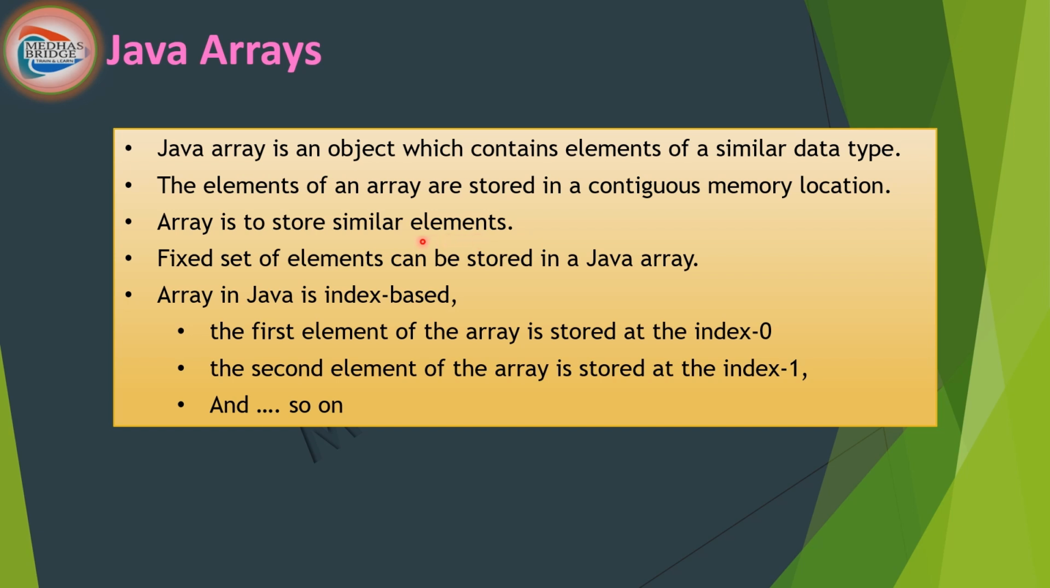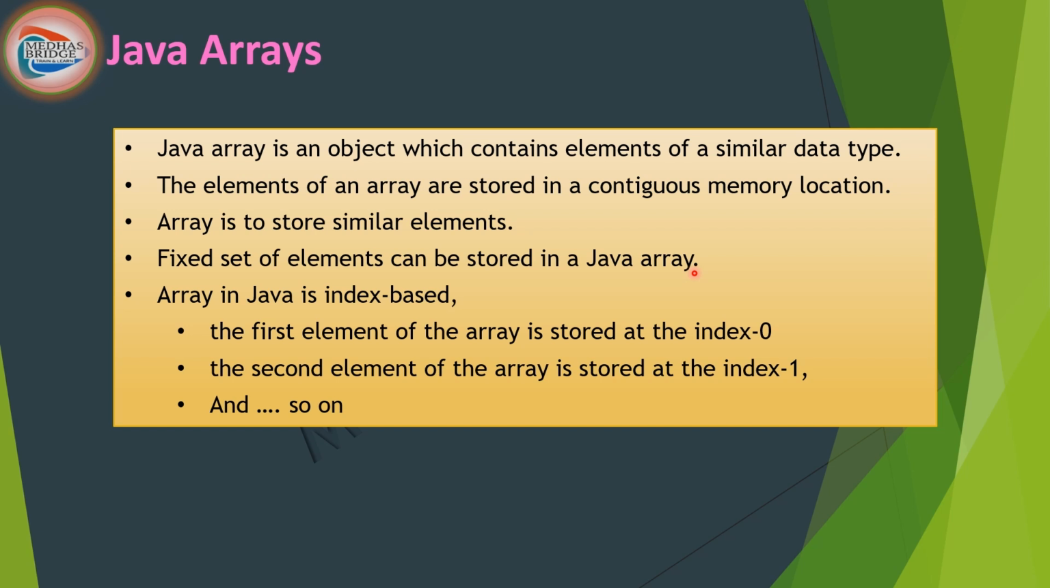Reiterating again, if you would like to have 10 integer values, then you would create an array for storing 10 integer values. That is how an array variable should be declared, and similarly for other data types. A fixed set of elements can be stored in a Java array. During the declaration or instantiation, you have to specify one way or another how much length of the array is required, and from there onwards that is a fixed size.